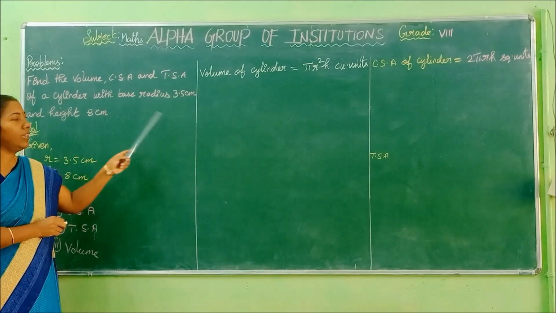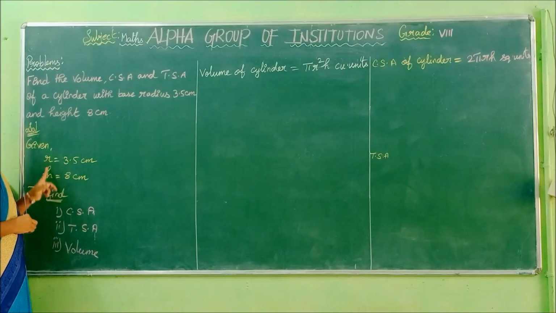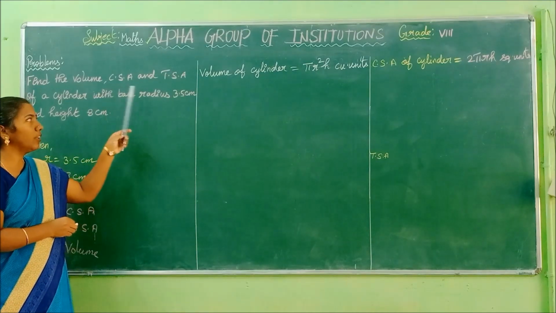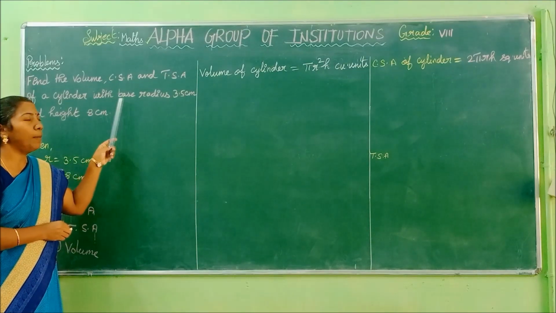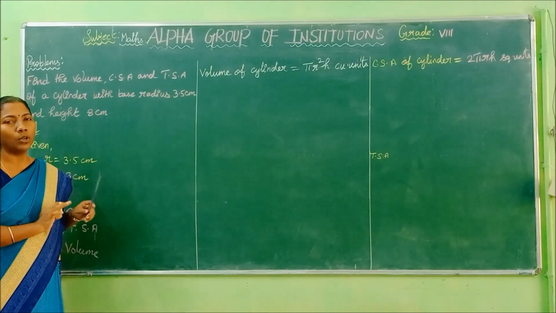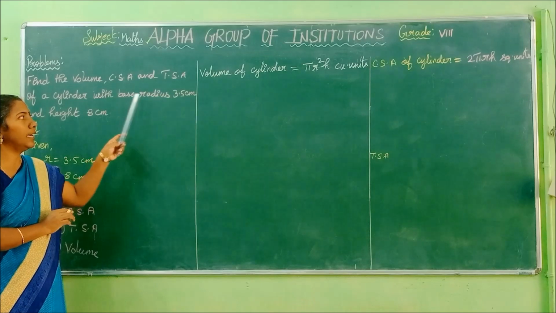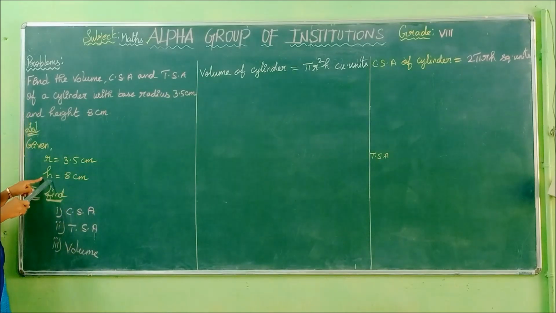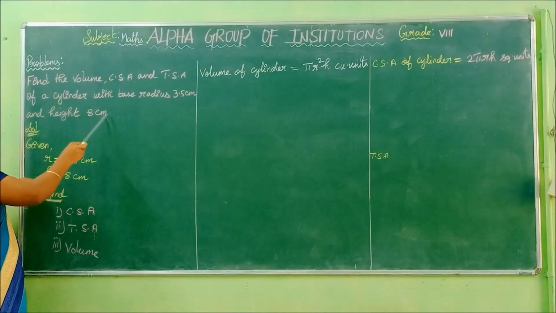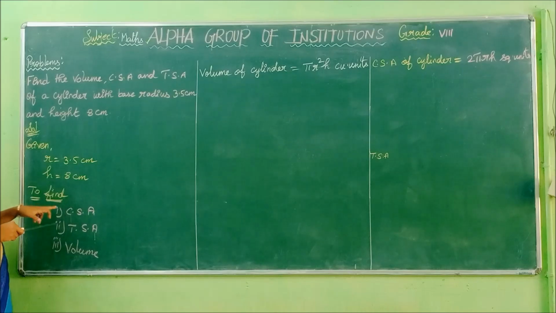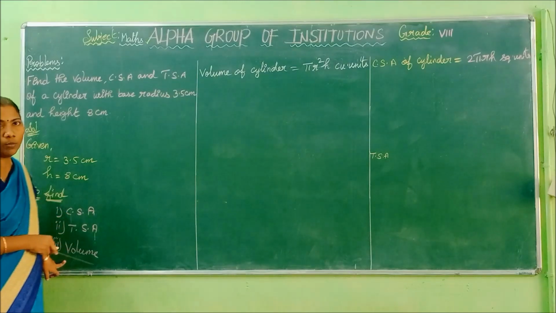What are the given data? Radius of the cylinder, height of the cylinder. While they are giving the data, they use the term base radius. Base radius and radius of the cylinder, both are the same. So base radius equal to 3.5 centimeter, and the height of the cylinder is 8 centimeter. We have to find out CSA, TSA, and volume of the cylinder.